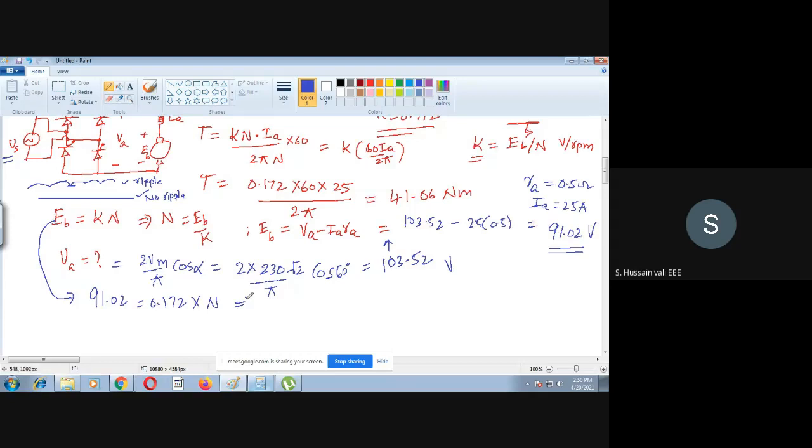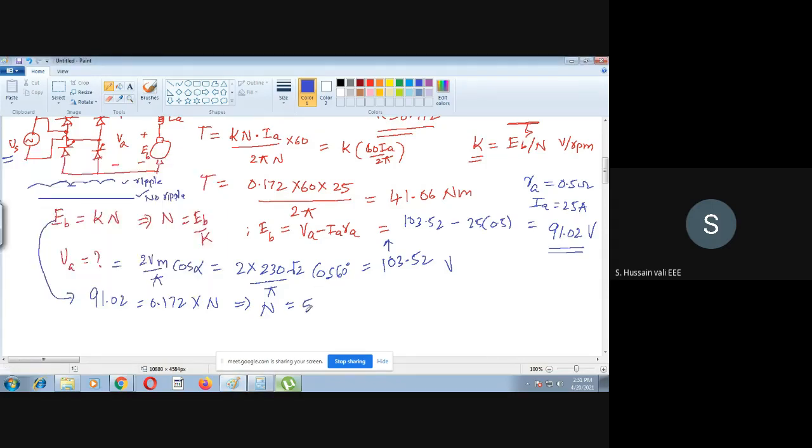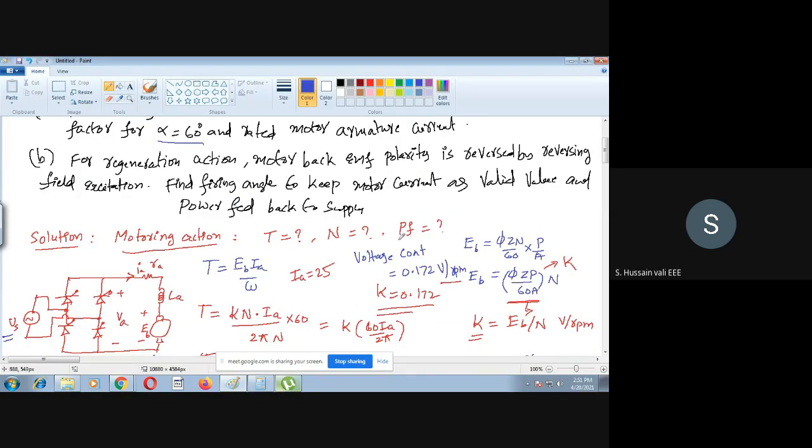From this, what is the value of N? Dividing by 0.172, we get 529.1. So we'll take 529.1 RPM. So this is the second question, and we got the second question also. Now we'll go to the third question. What is the third question? Supply power factor.